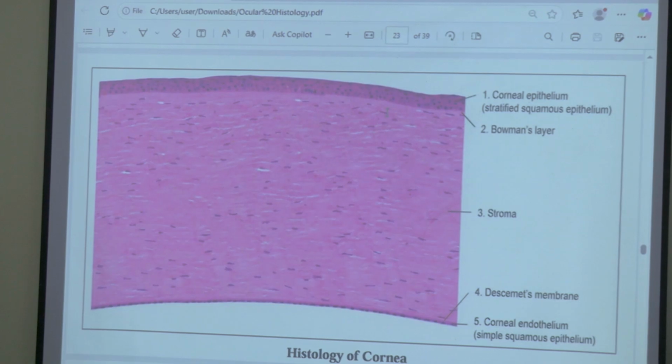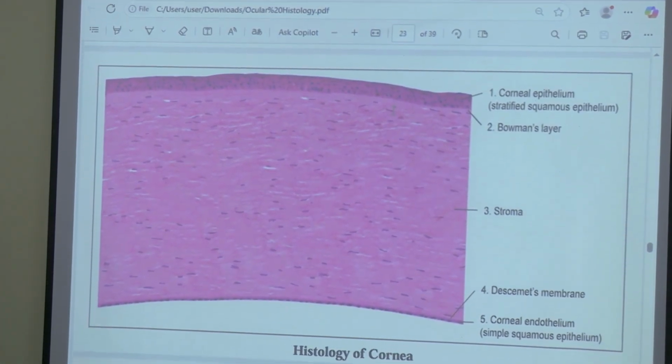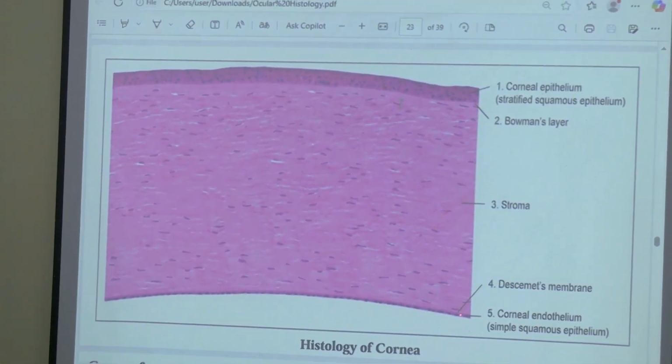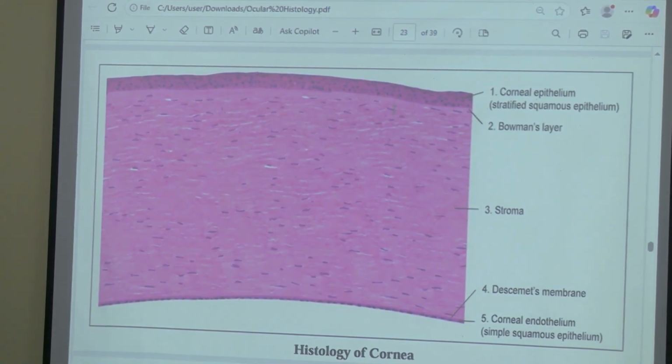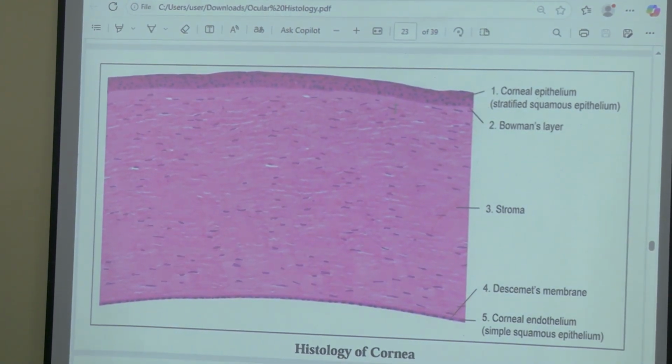Here we are getting different types of protein in this particular layer. And next to that, or deep to that, what are we getting? Corneal endothelium. Corneal endothelium is made up of simple squamous epithelium. What is its function? Water balance of the cornea is maintained. Sometimes if more water goes into the cornea, it will pump out that water so that the cornea will become transparent only. And along with that, some molecules can also pass through this particular layer.